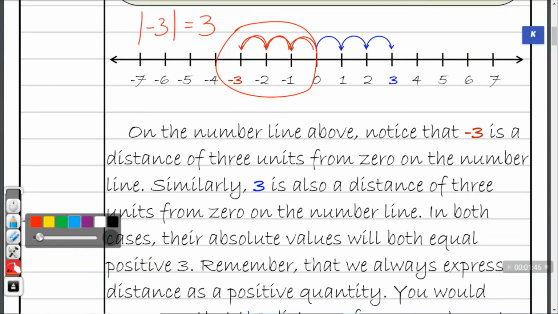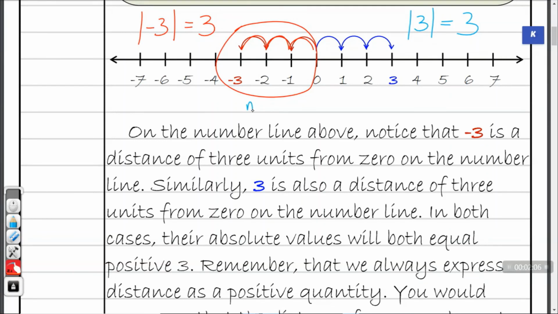That's where we see that the absolute value of 3 is 3, and the absolute value of negative 3 is 3, because we're always looking at distance. Remember that we always express distance as a positive quantity. The distance exists. In this case, the negative is merely the direction.